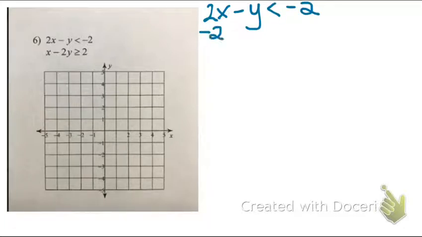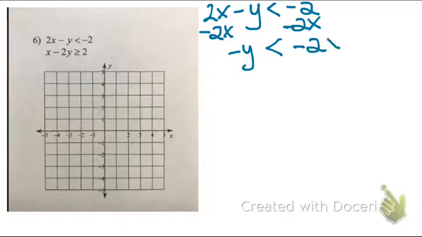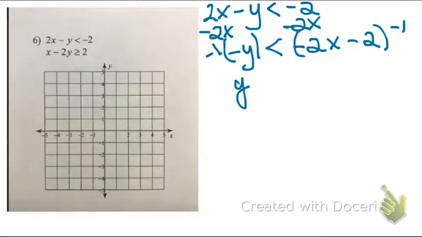I'm going to subtract 2x from both sides. So I'm going to have negative y is less than negative 2x minus 2. I'm going to multiply both sides of this inequality by negative 1 because we want a positive coefficient in front of the y. So I get negative 1 times negative y is positive y, but then I have to flip the sign, and then I get 2x plus 2. So that gave me my y-intercept there, and there's my slope.